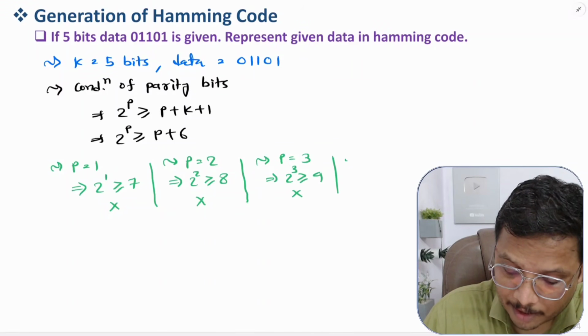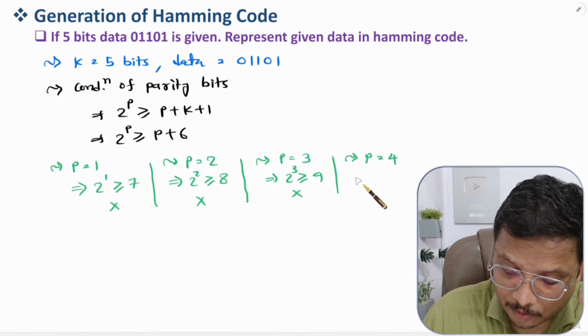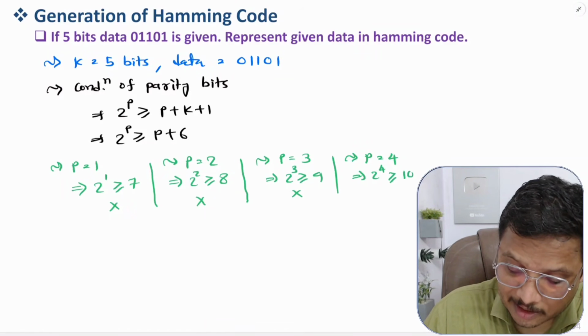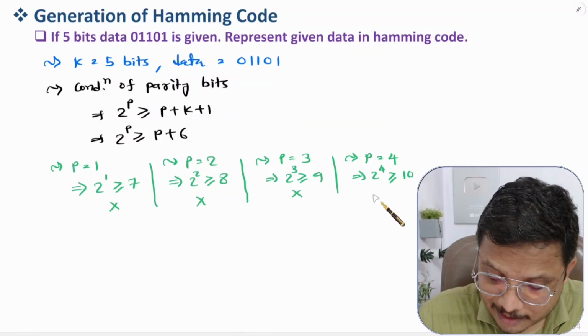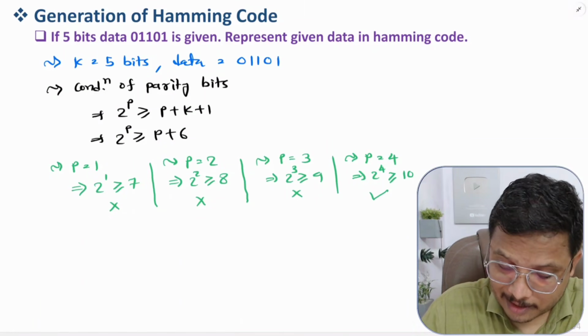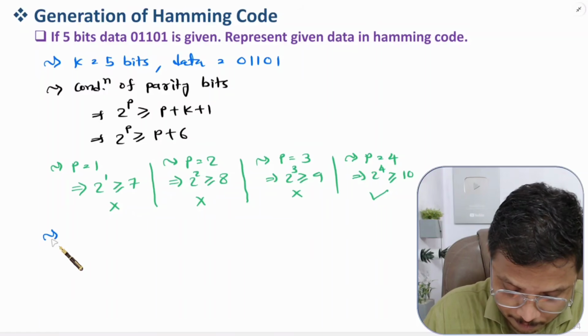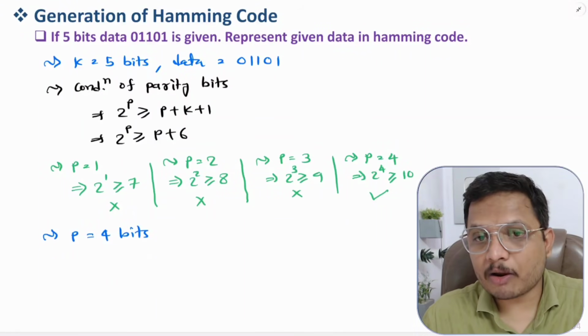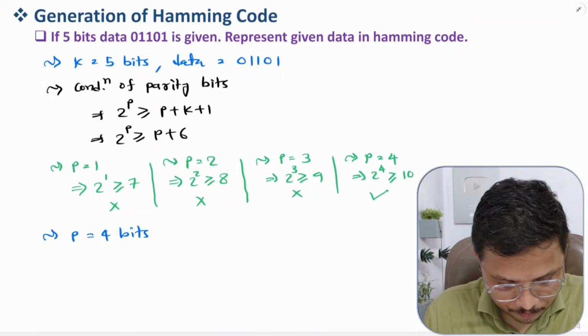So let us take p equal to 4 now. Here 2 to the power 4 should be greater than or equal to 4 plus 6, 10. So 16 is greater than 10, so this condition is satisfied. So I can take the minimum value of p as 4. That is the minimum number of parity bits that we have, right?